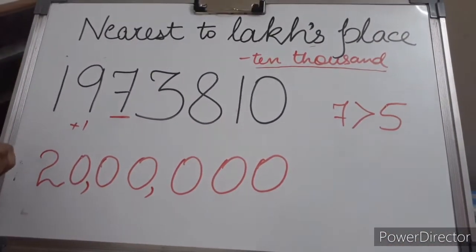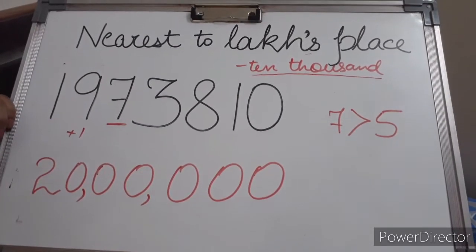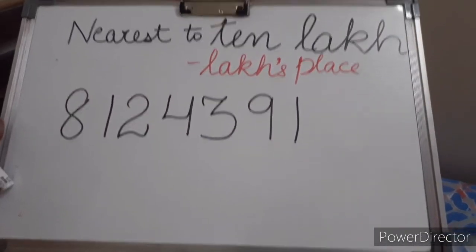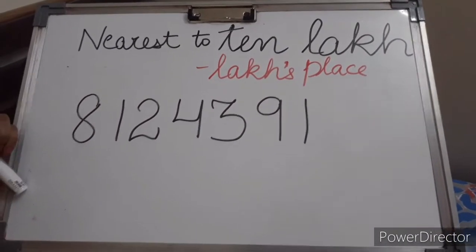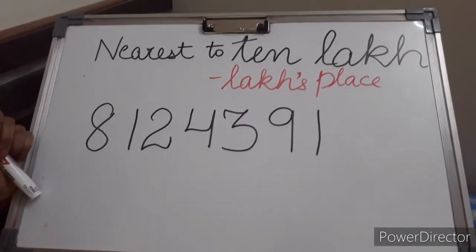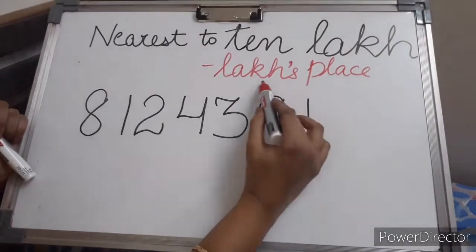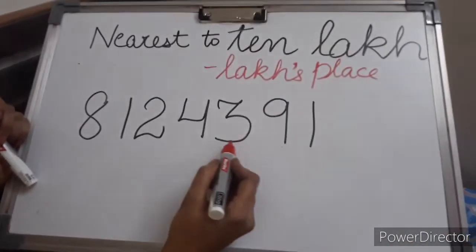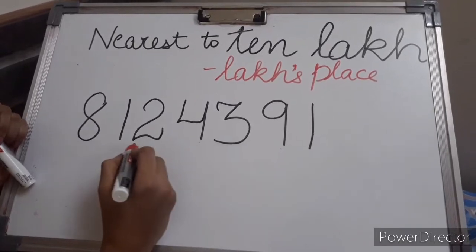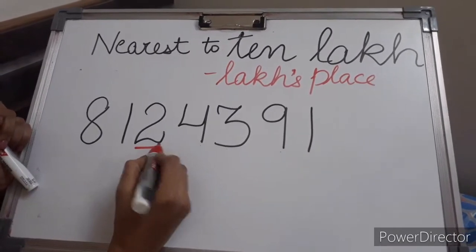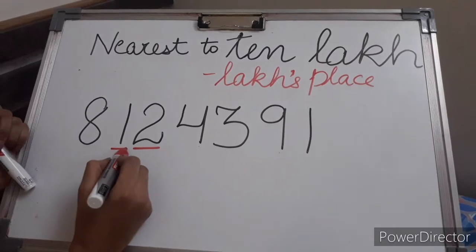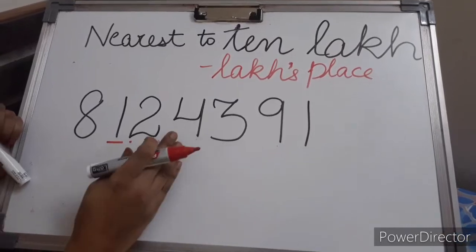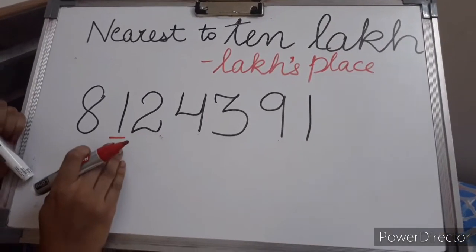Okay. Next is nearest to 10 lakhs. If we have to round off nearest to 10 lakhs, how will we do it? So friends, when we have to round off to 10 lakhs, which digit do we have to examine? The lakhs place value digit. So again we will start: ones, tens, hundred, thousand, 10,000 and lakh.